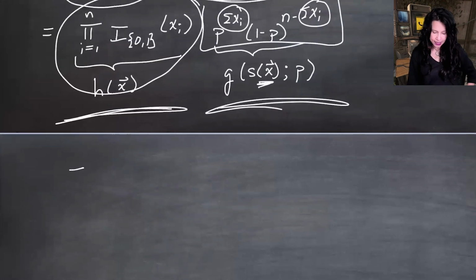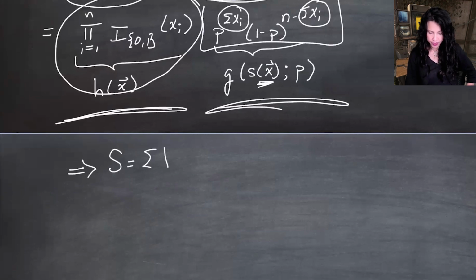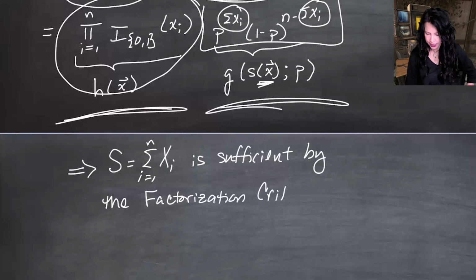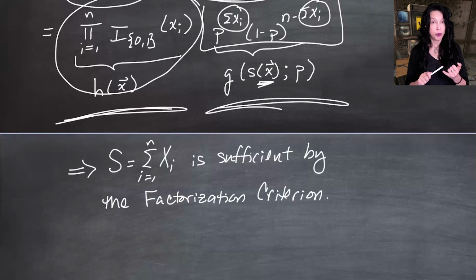So this means that the statistic S, capital S, which is the sum of the capital Xi, is sufficient. And then you would say something like by the factorization criterion, or by Neyman's factorization criterion. So that is nice and fast. We not only popped out the statistic, but we didn't have to go through all that work of looking at the conditional joint PDF for x1 through xn given s.